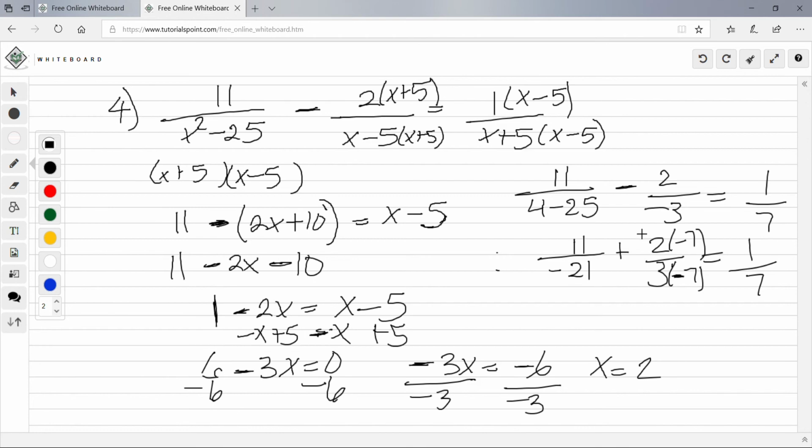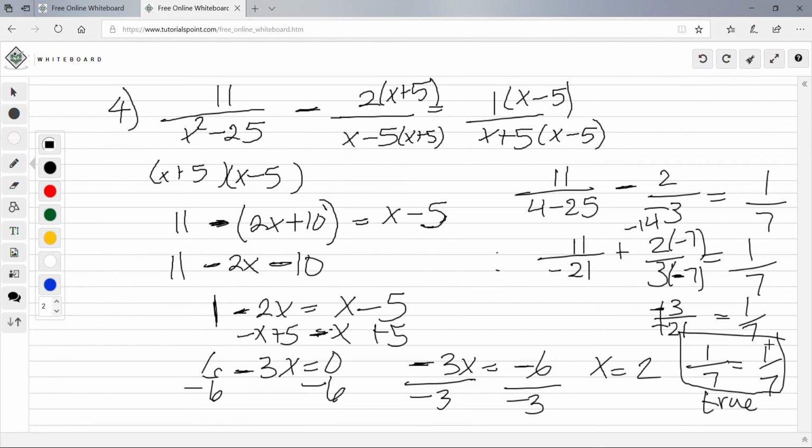2 times negative 7 is negative 14. Negative 14 plus 11 is negative 3 over negative 21 equals 1/7. This reduces, two negatives becomes positive, and then this reduces by 3, so that would be 1 over 21 divided by 3 is 7. 1/7. So that's just true. So x must be true. X equals 2.